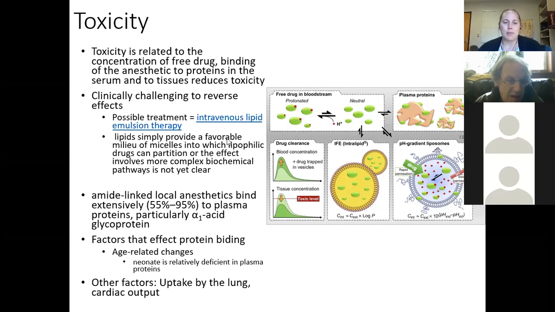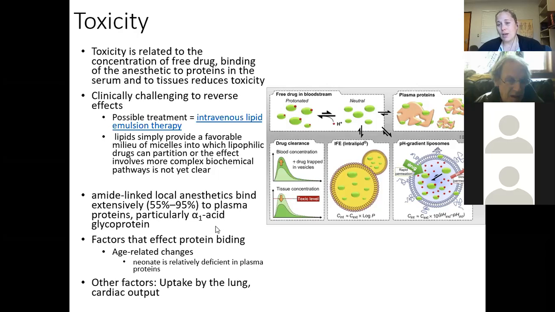So the lipids simply provide a favorable milieu of micelles into which lipophilic drugs can partition, and then more complex pathways are involved. It is not necessarily clear how that's going to play out. So it's just an interesting, again, possible treatment strategy for toxicity of local anesthetics.